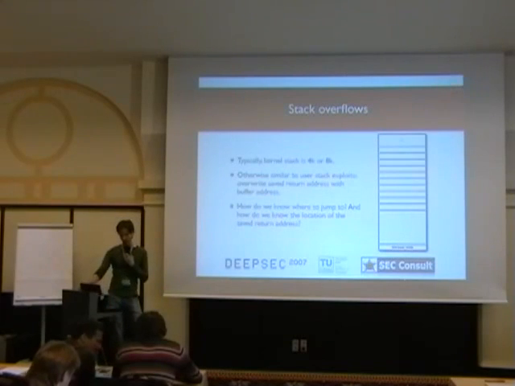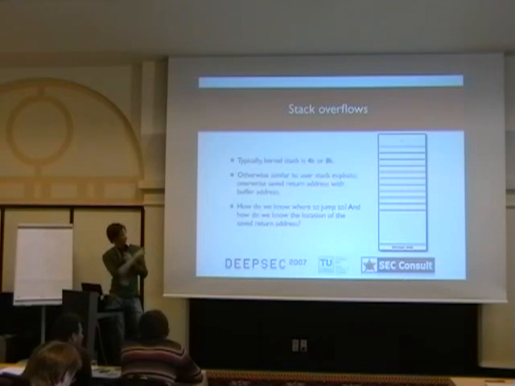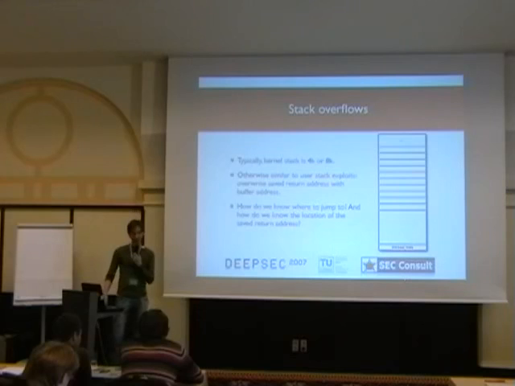Now, with stack overflows, the kernel stack is different from the user space stack. It's only 8K or maybe even 4K. And it starts at the top and grows towards the bottom. And at the bottom, we have the thread info structure, which points at the process descriptor.